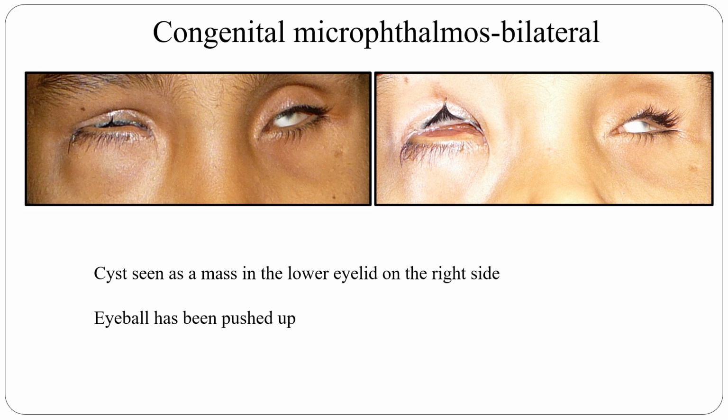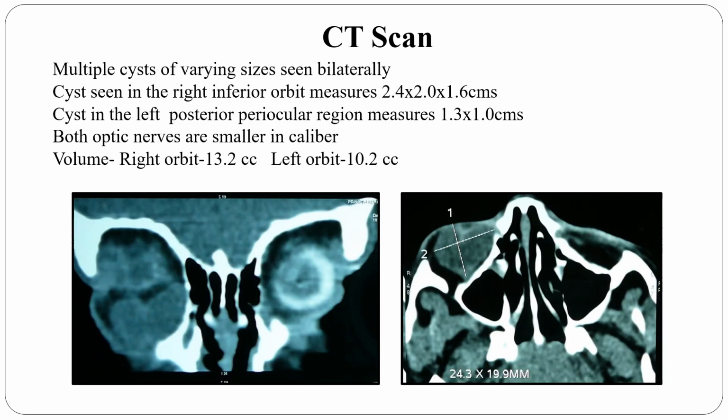Congenital microphthalmos in a bilateral case. The cyst is seen as a mass in the lower eyelid on the right side. The eyeball has been pushed up. The CT scan showed multiple cysts of varying sizes seen bilaterally. The cyst seen in the right inferior orbit measures 2.42 by 1.6 centimeters.